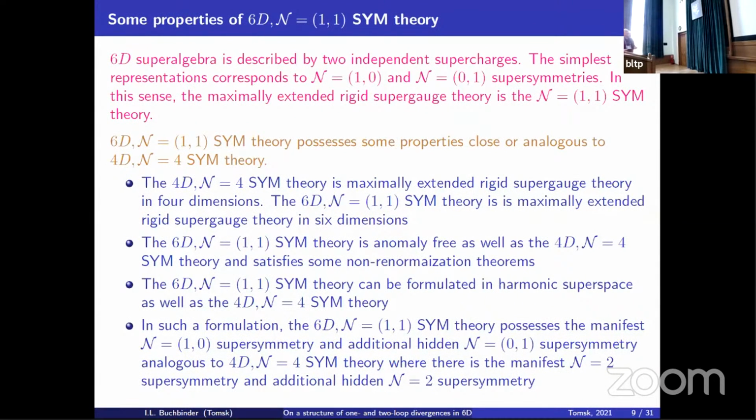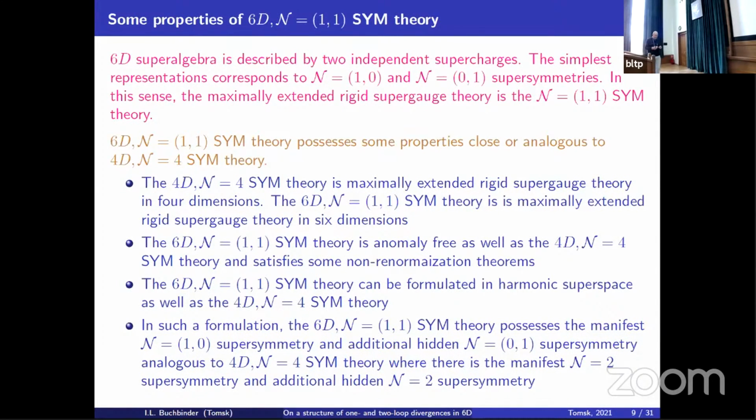Okay, so before calculating, let me discuss some relation of N=(1,1) super Yang-Mills theory and N=4 4-dimensional super Yang-Mills theory. The feature of the 6-dimensional superalgebra is two types of independent supercharges. It means we can construct supersymmetry with respect to one supercharge and with respect to another supercharge and obtain so-called (M,N) supersymmetry. And the simplest representation is called (1,0) or (0,1).